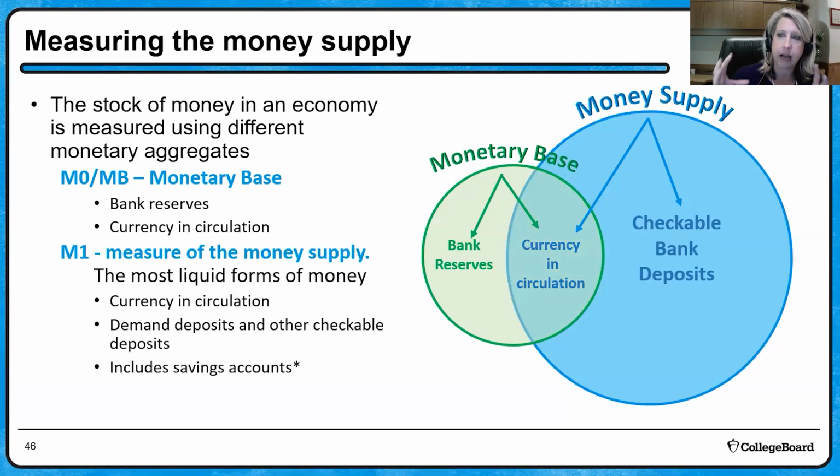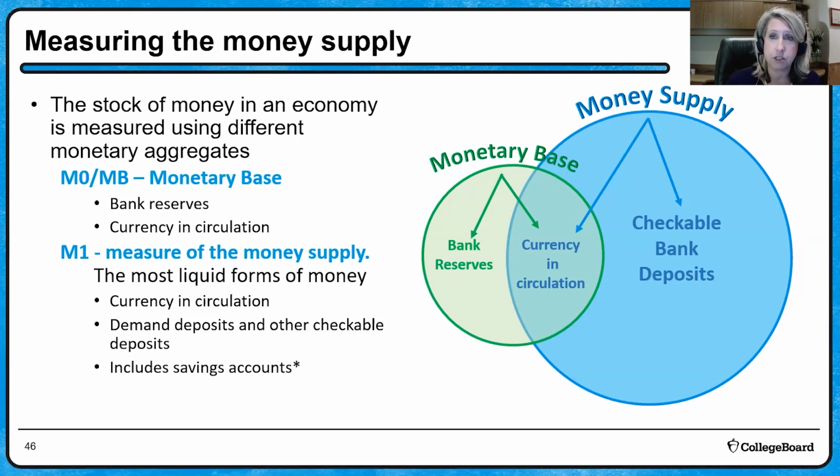When we're measuring the actual money supply, the monetary base in and of itself is not the money supply. The money supply includes currency in circulation, which is part of the monetary base, and checkable bank deposits. So I put checkable bank deposits there. It could be checking accounts.